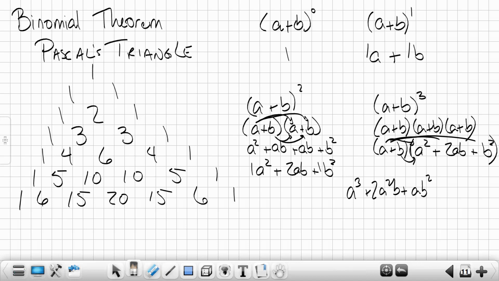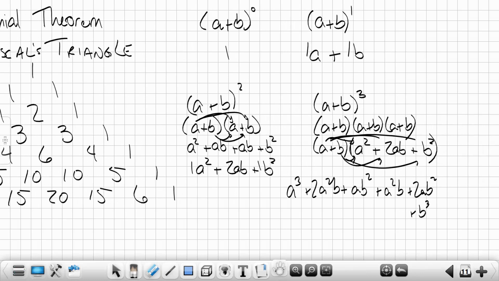Then distribute the B: plus A squared B plus 2AB squared. I'm going to have to squeeze this last one on the bottom. Plus B cubed. I'll just move it. And then I'm going to combine like terms in just a second after I know you guys are done writing.